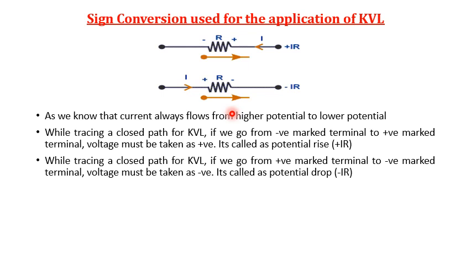So if you are tracing the element opposite to the current, then you need to take the voltage drop across it as positive. That is called a potential rise. In the reverse way, the tracing direction is the same but the current is reversed. In that case, the voltage drop is to be taken as negative, so the magnitude of that voltage drop is minus IR.